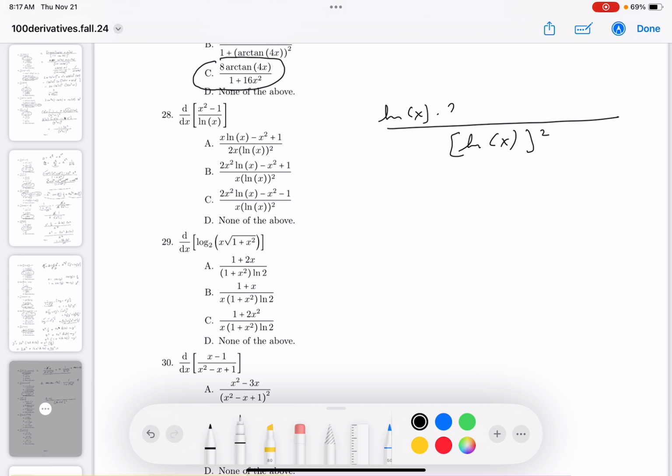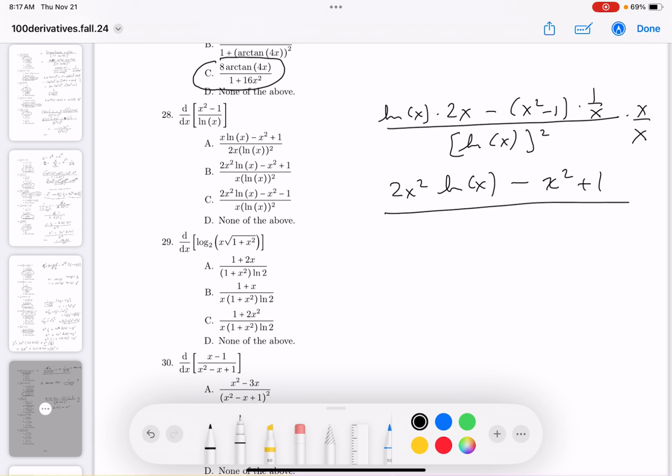Derivative of the top is going to be 2x minus the top times the derivative of the bottom, which is 1 over x. All right? Looking at it, I'm going to multiply top and bottom by x. I'll write that down for you. You're going to get 2x squared natural log of x, minus x squared plus 1 over x ln x squared.